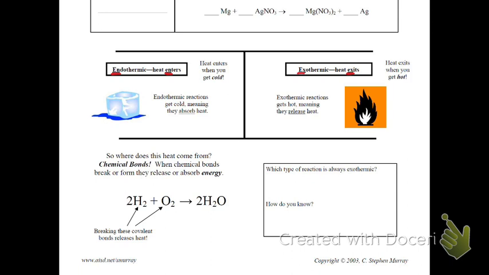And then, where does this heat come from? Chemical bonds. When bonds break or form, they release energy or absorb energy. And a lot of our energy is felt as heat. Okay? They got very specific. These are covalent bonds. And when they break, they produce heat. And in this case, also water.